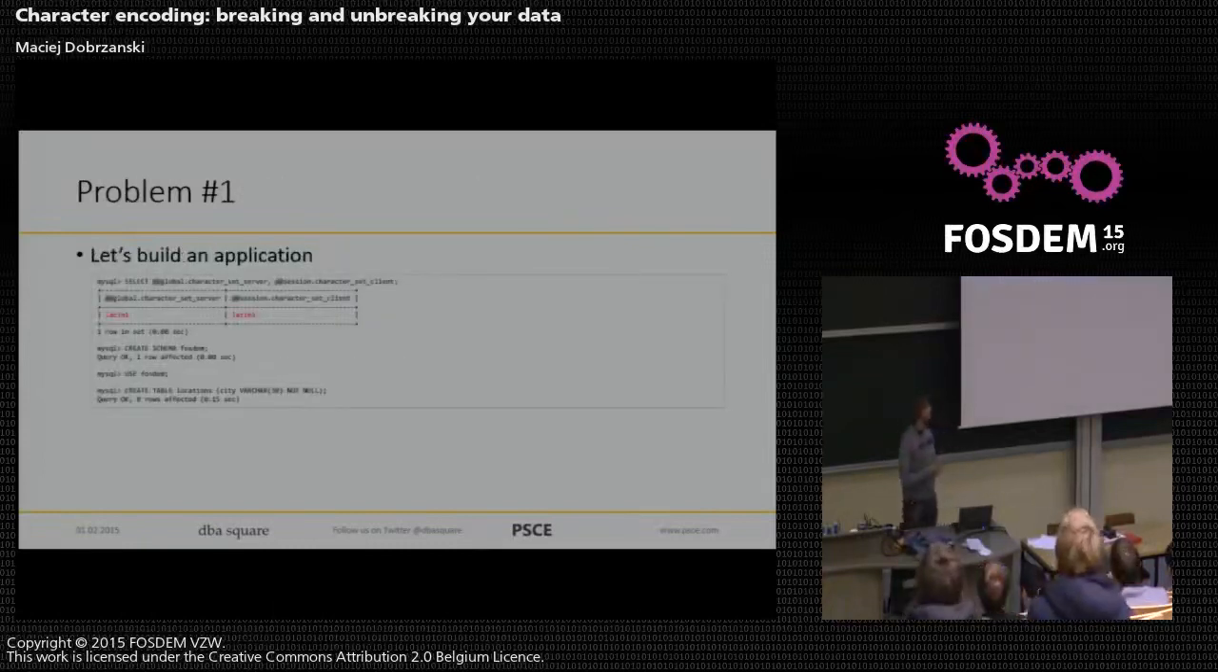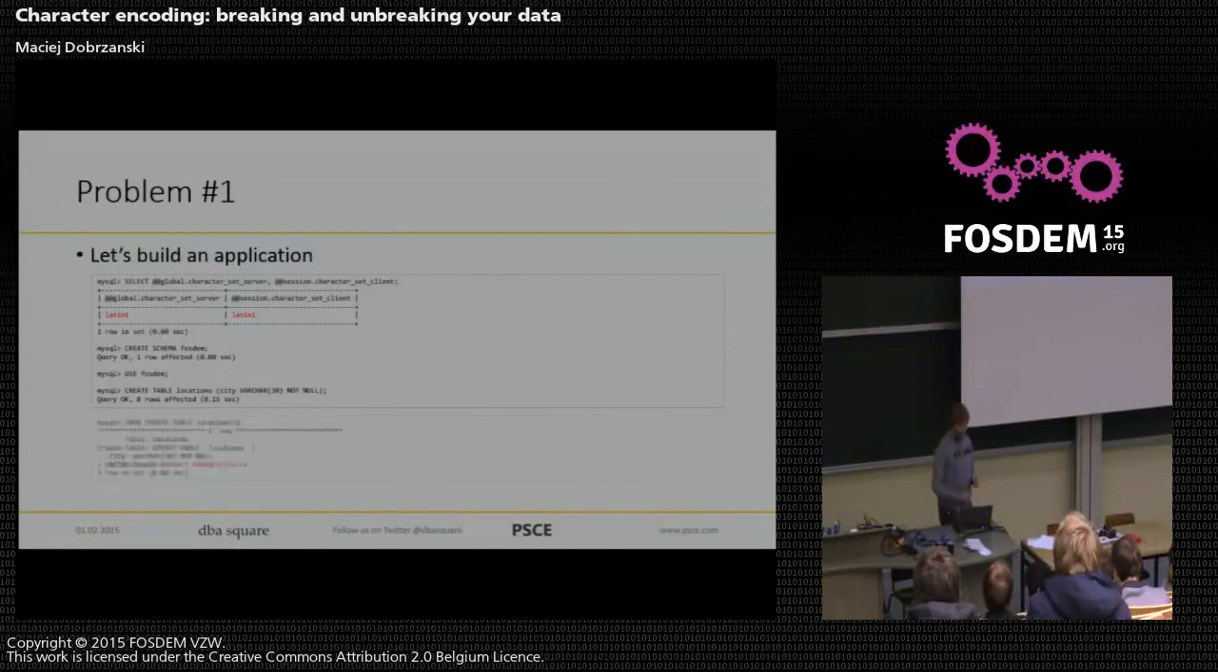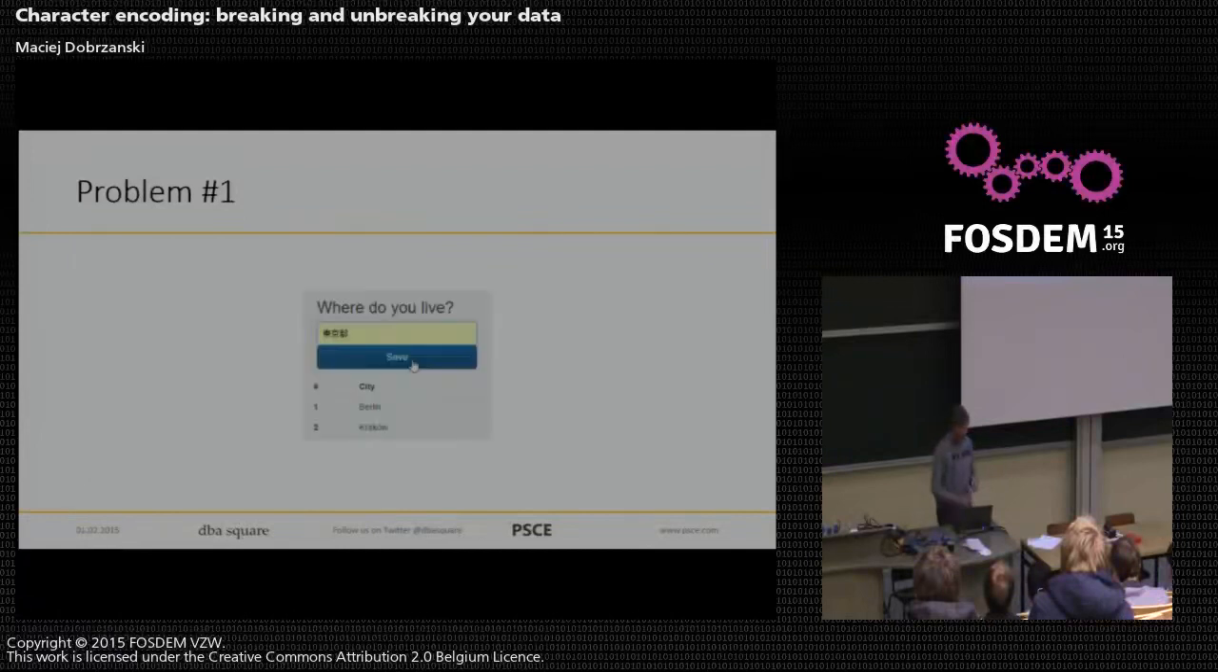So let's follow this process of building applications. We start with a clean MySQL and a new application. Both server and client use Latin 1 by default, for no reason. We create a schema, and we create a first table to support our application that will allow users to store the places where they live. When we create this table, the server uses the default encoding for it, which is Latin 1.